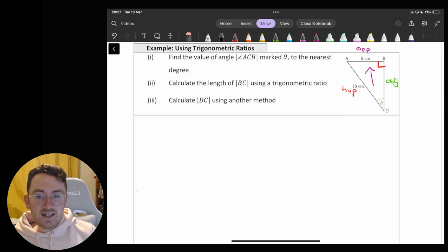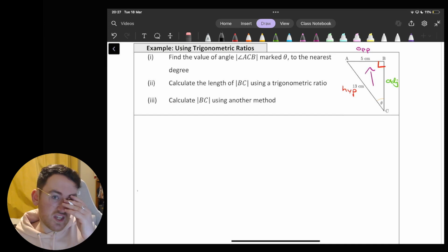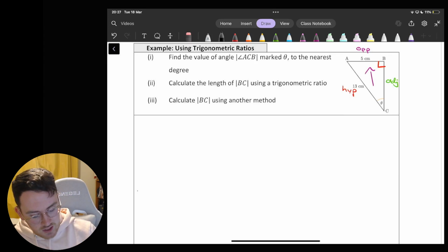So I'm looking for the angle here. I want that to be the unknown, which means everything else must be known in the equation. Therefore, I need to use one of my trig ratios. This time, because it's opposite and hypotenuse that are my two values that I do know, that's leading me towards sine as the function that I could use here.